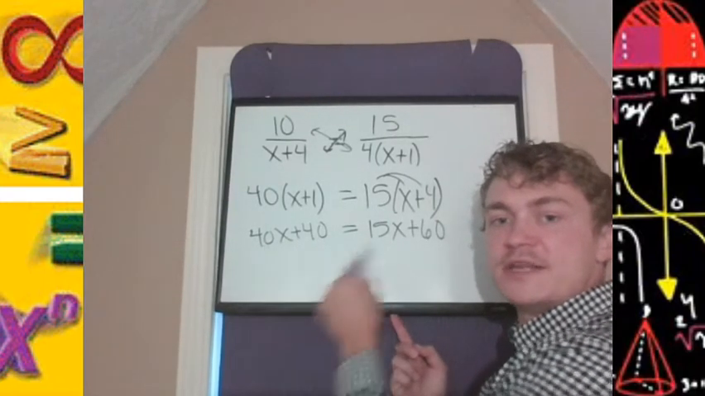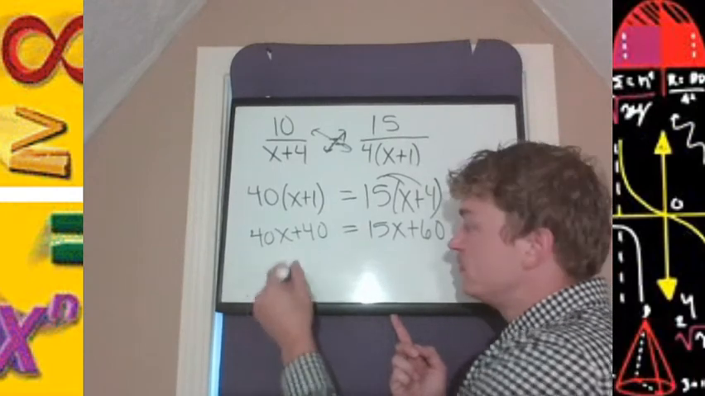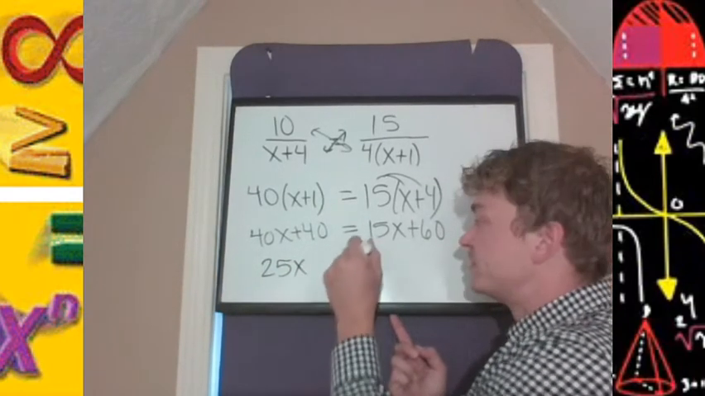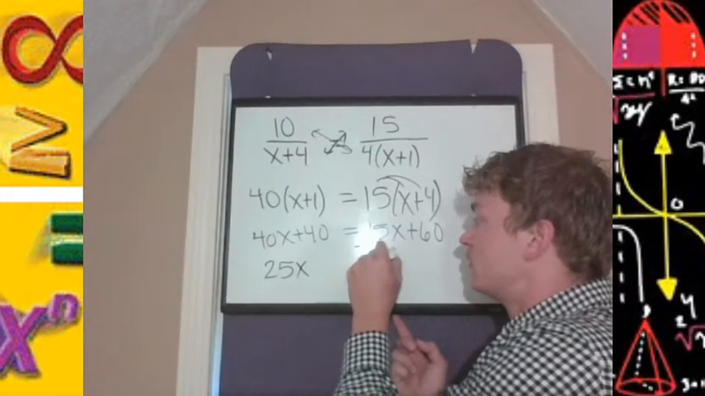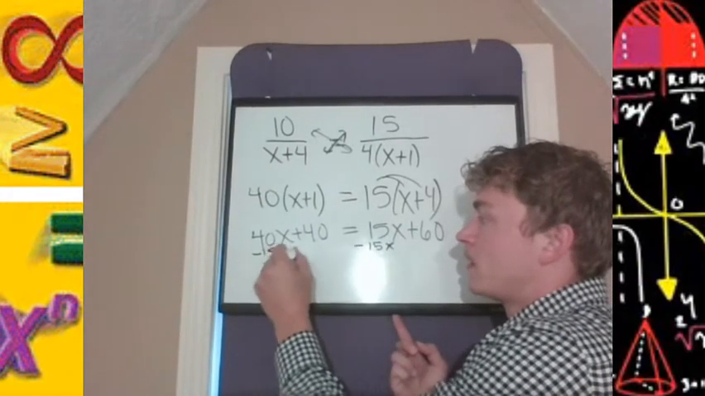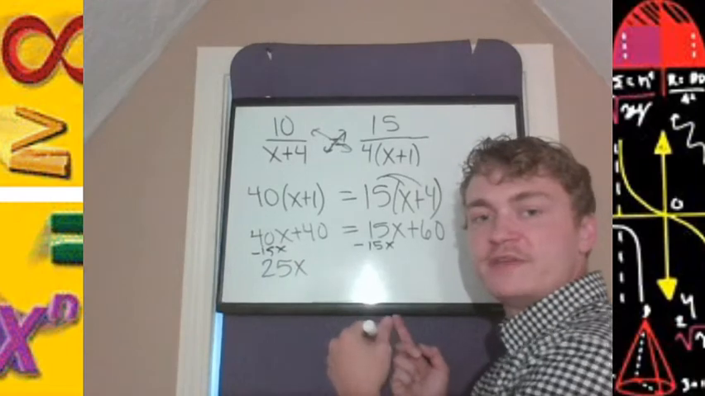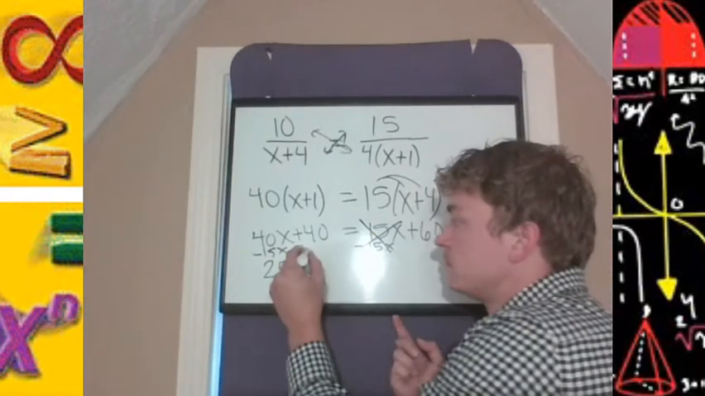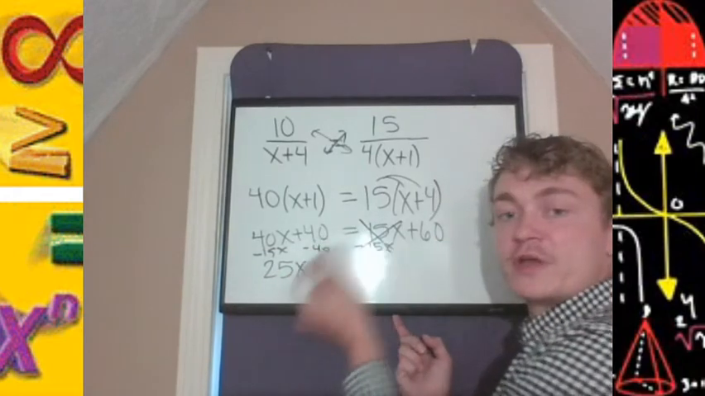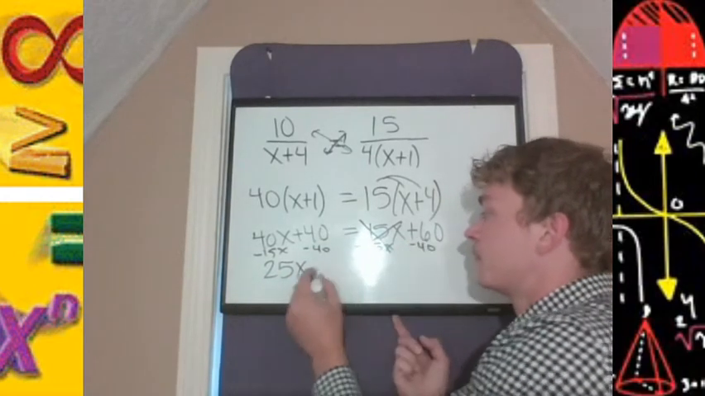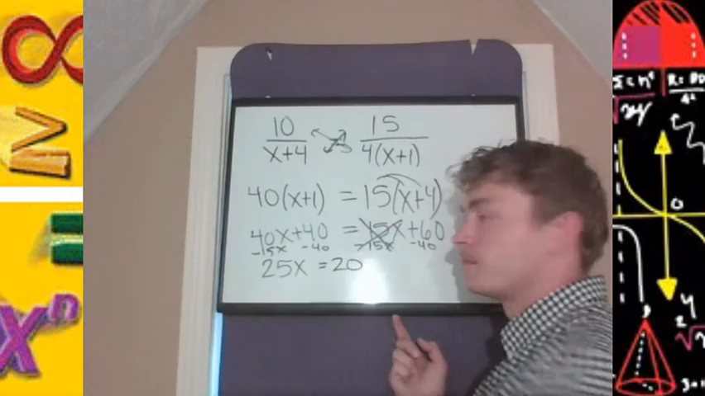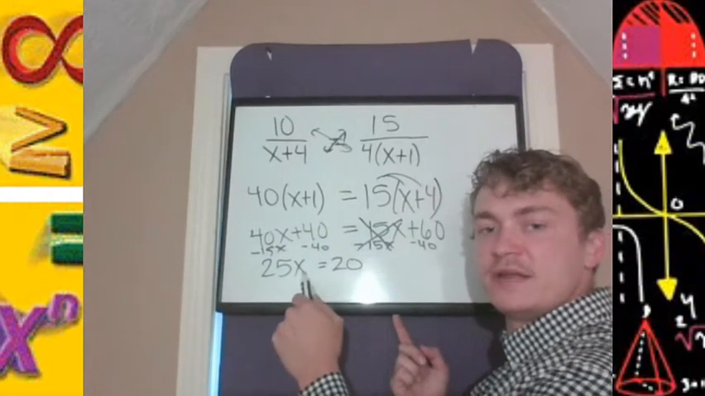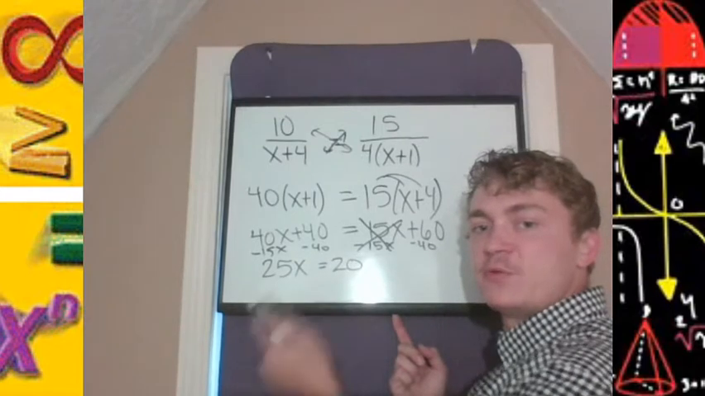Subtract 15x on each side. 40 minus 15 is 25x. Again, this is a result of balancing our equation by subtracting 15x on each side. Now moving over the constant by subtracting 40 on each side. So 25 is multiplying the x on the left side. We can balance this out by dividing 25 on each side.